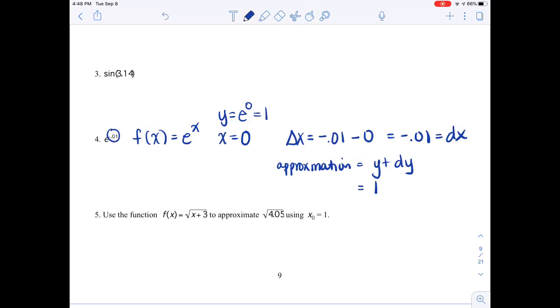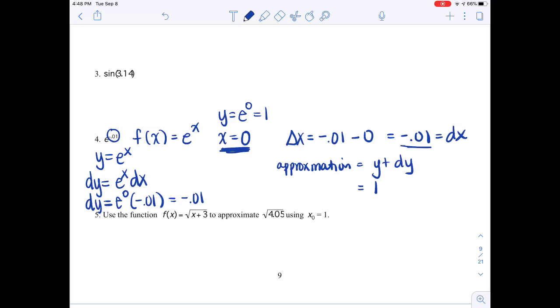dy is going to come from finding the value of the differential. So if I think of the function y equals e to the x, that's just f of x equals e to the x. My differential form would be taking the derivative of each side. And again, as you take the derivative of a value, follow it up with dy or dx. And now let's plug into that. dy is going to come from e to the 0, x equals 0, times dx, which was negative 0.01. e to the 0 is 1. So this ends up coming out to be negative 0.01.